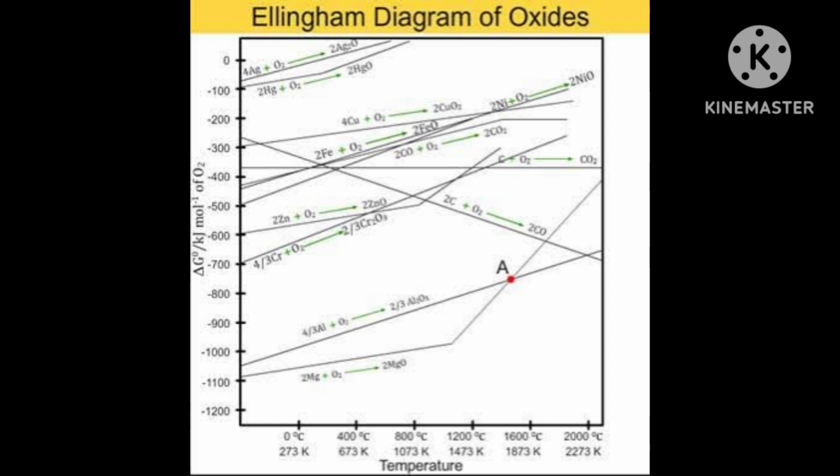On the basis of these two relations, we can decide which reducing agent is suitable for the reduction process and at what temperature. We get this idea from the Ellingham diagram. Then what is actually the Ellingham diagram? Now I am going to discuss.